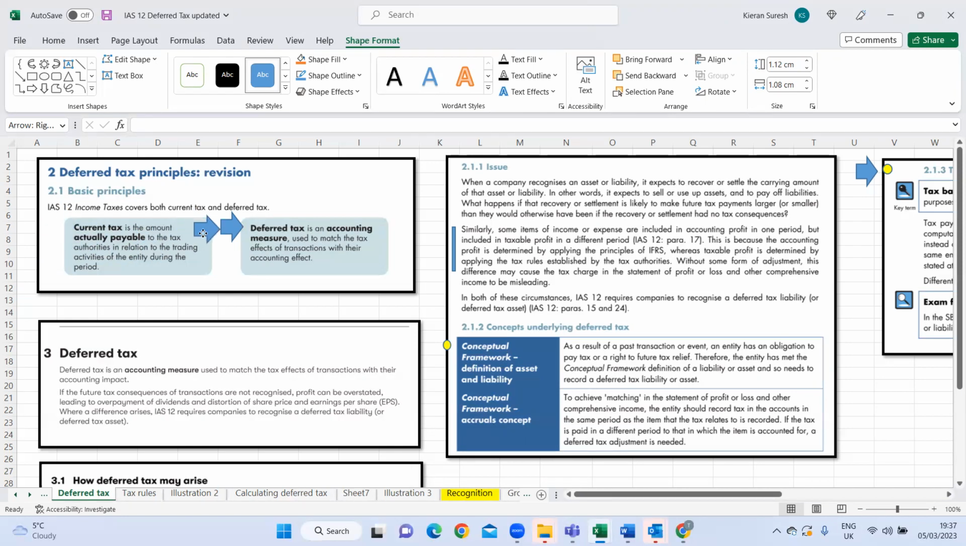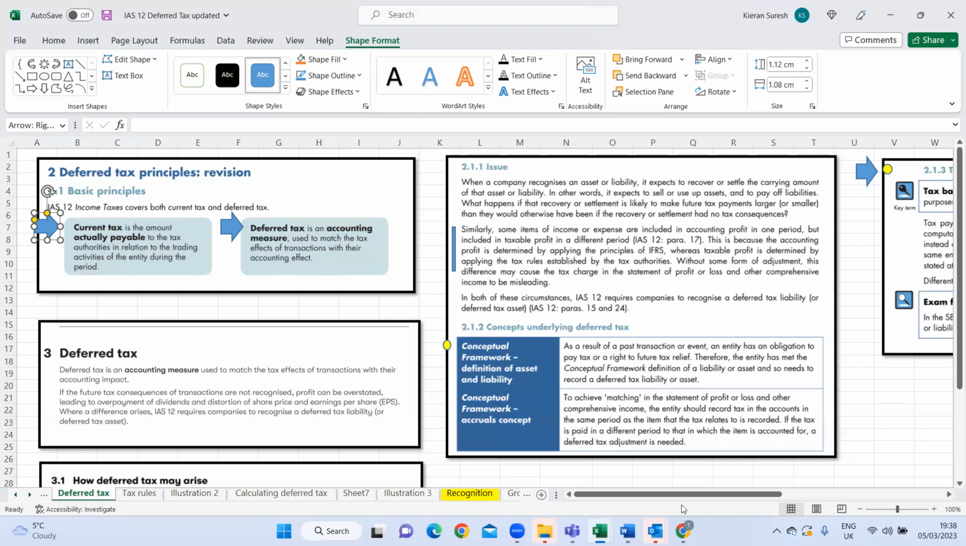A deferred tax is not an amount payable to the tax authority. It's an accounting measure. Basically, if we find there is a mismatch between the accounting measure and the tax effect of the transaction, that's where the deferred tax will be used to remove that mismatch, right? In the last video we also noticed that the tax charge that goes to the profit and loss account for that particular period would include both current tax and deferred tax, right?